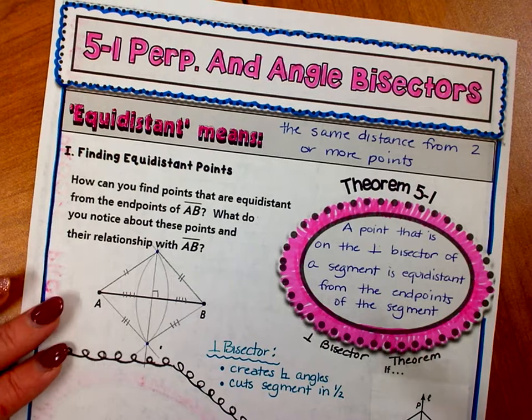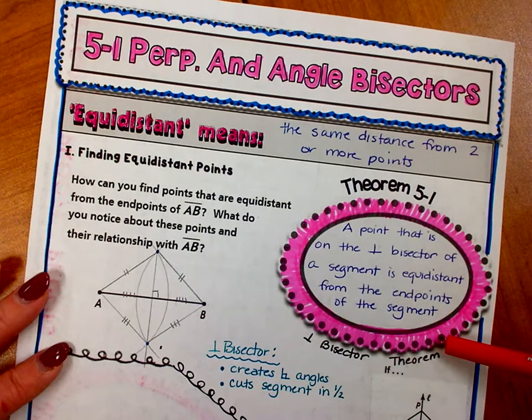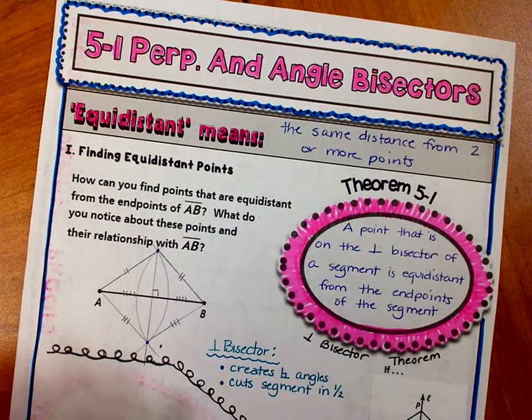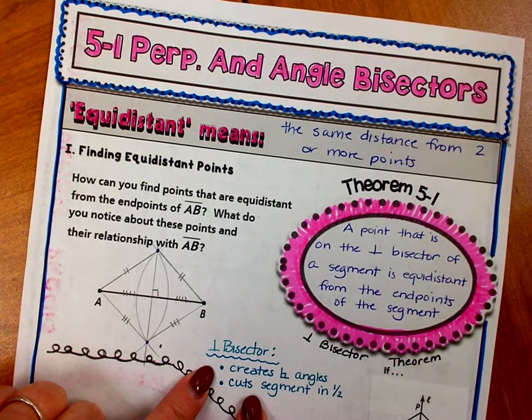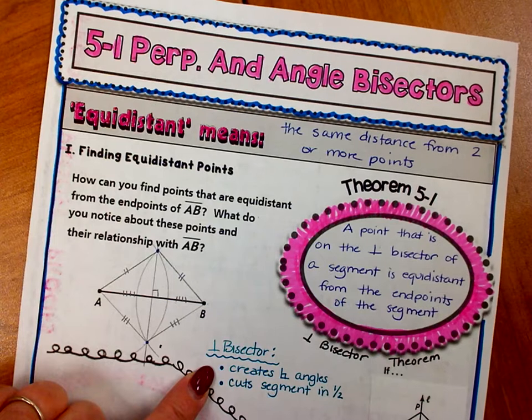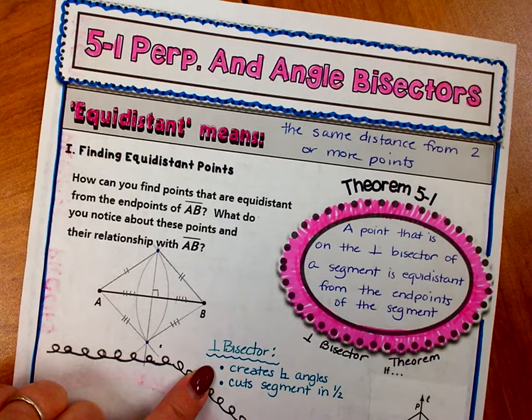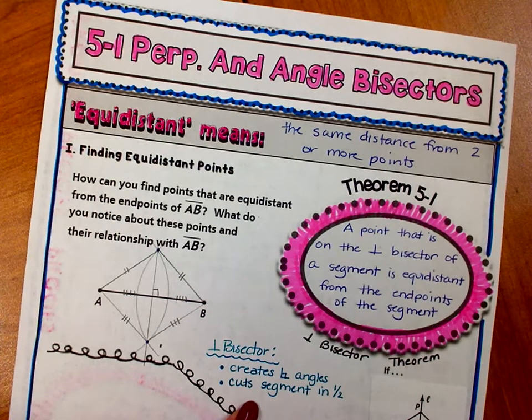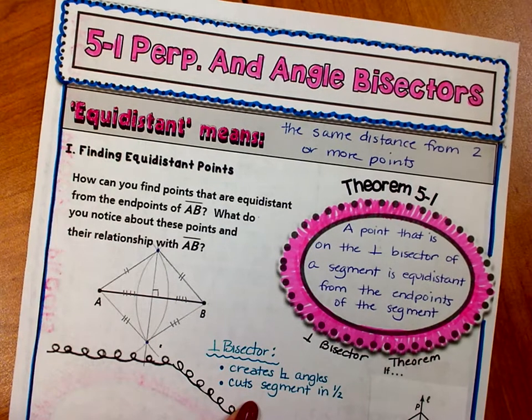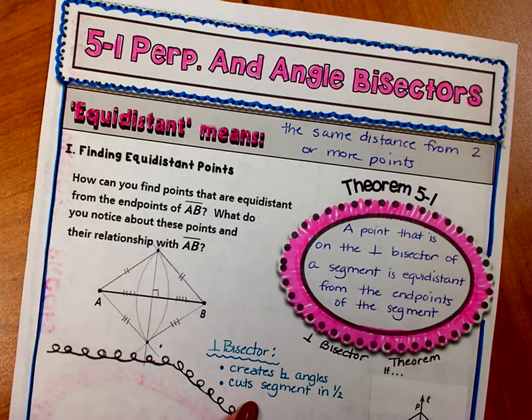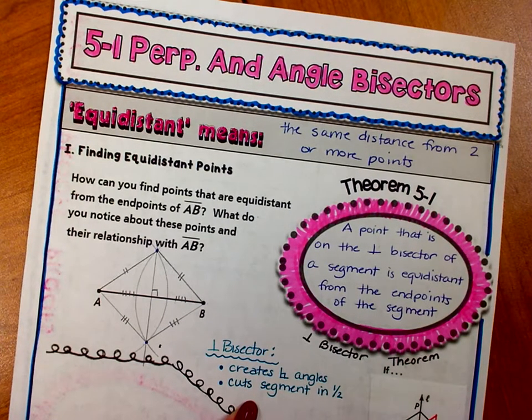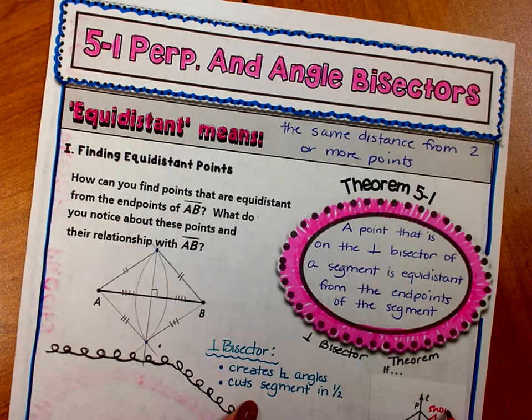Now, for the perpendicular bisector theorem, Theorem 5.1, what do we already know about perpendicular bisectors? Well, first of all, we know that a perpendicular bisector creates right angles. And we know that the perpendicular bisector cuts the segment in half, so two congruent parts. So this box and these hash marks show a perpendicular bisector.